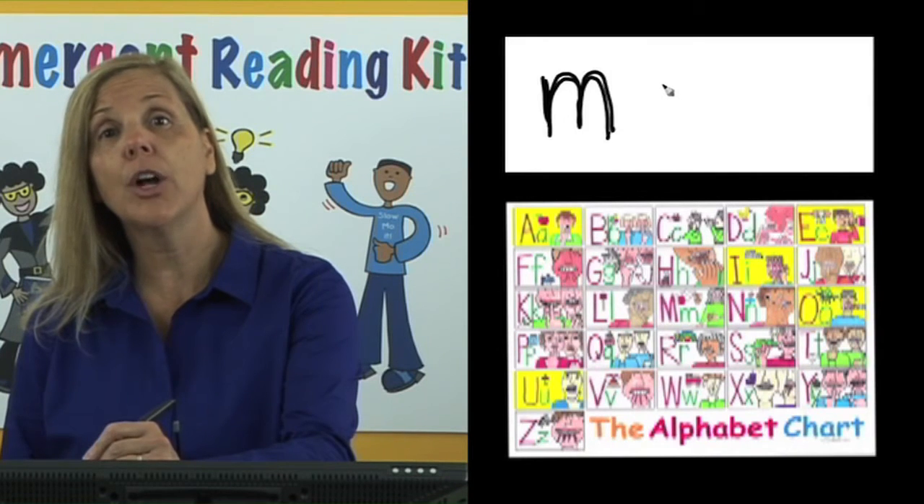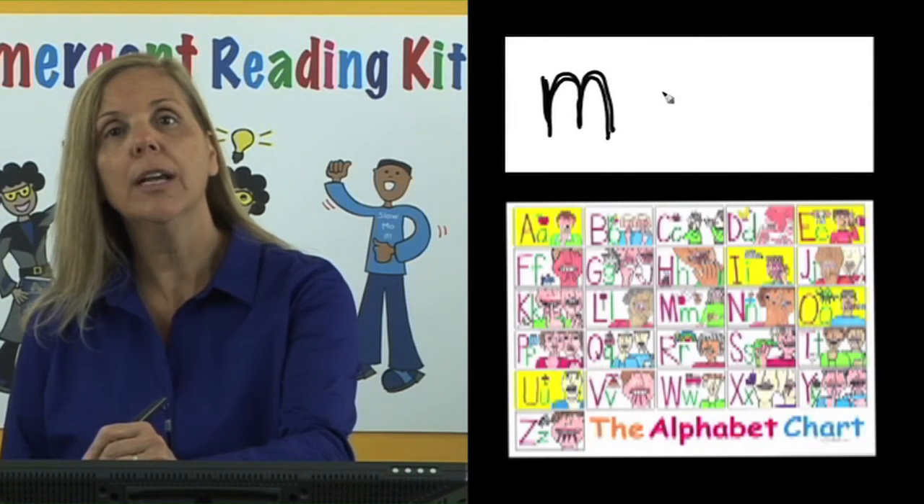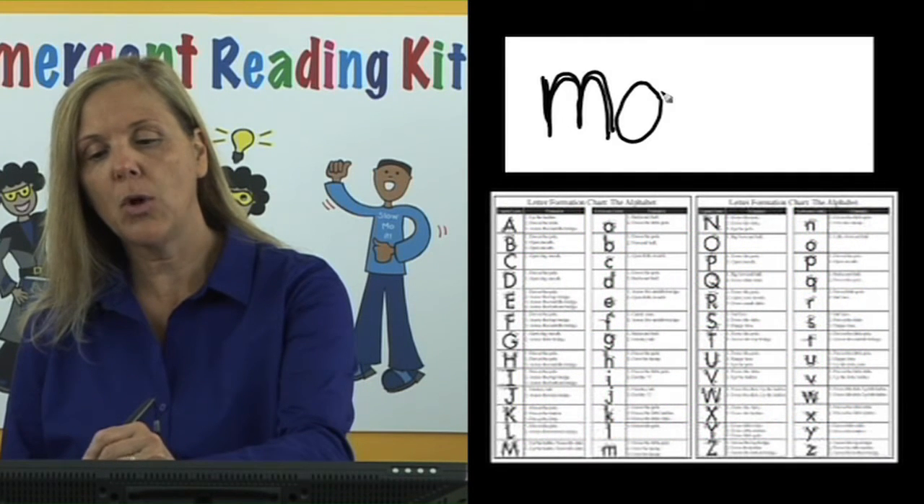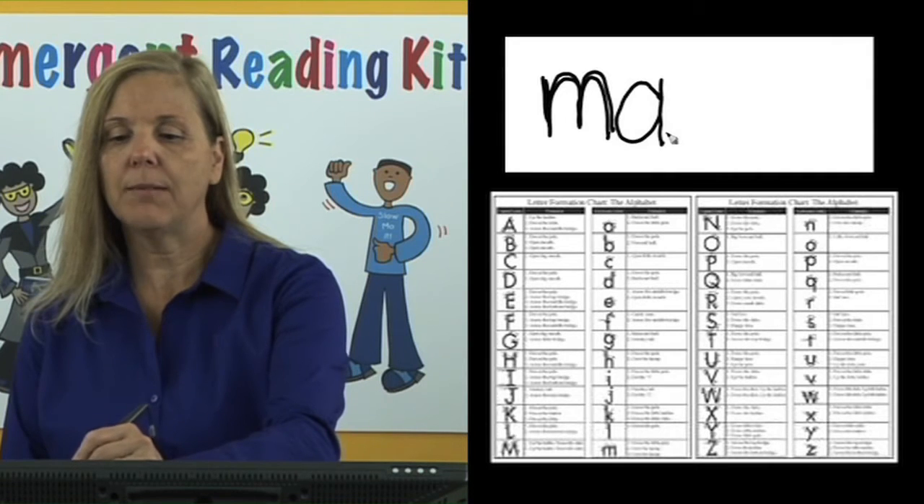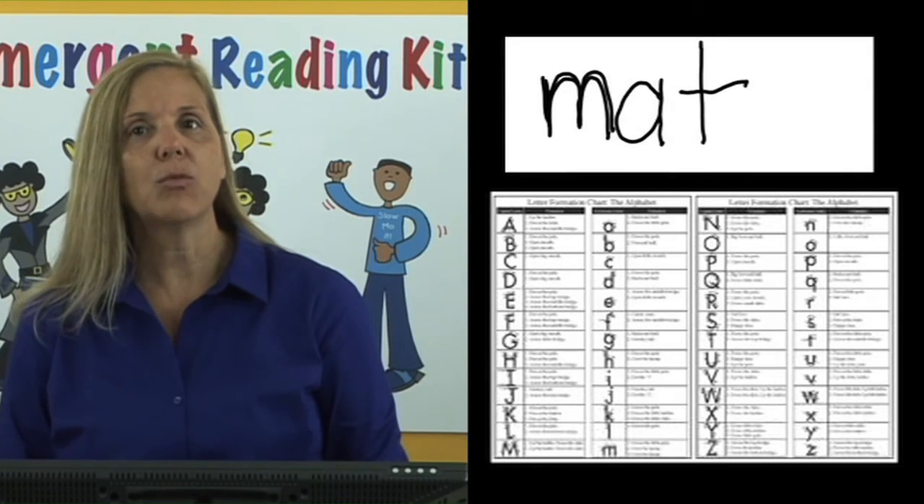Where does the letter go? Far away or snuggled? Snuggled. Is it going to be a red or a green letter? A green letter. Write it down. Backward ball, down the pole. We'll do the same thing for the letter T. And we have our word mat that they've written down.